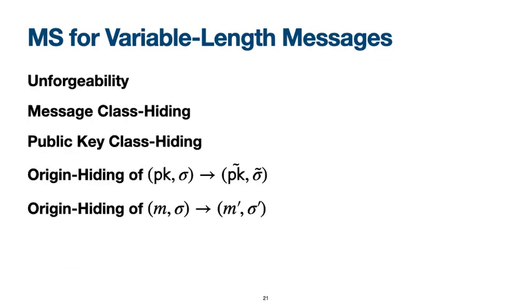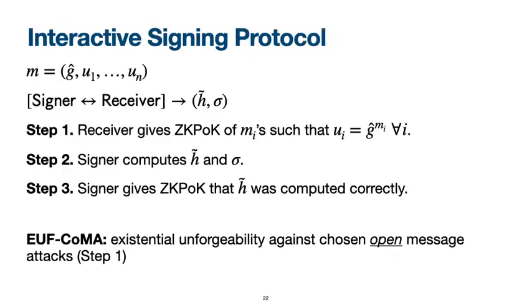Now for this construction that I mentioned, we are able to achieve message class hiding and public key class hiding as is, but for unforgeability and origin hiding, we actually require some relaxations. So in particular, we require an interactive signing protocol. So instead of a signer taking as input a message M and just outputting a signature, there's actually an interaction between the signer and recipient. So this occurs in 3 steps.